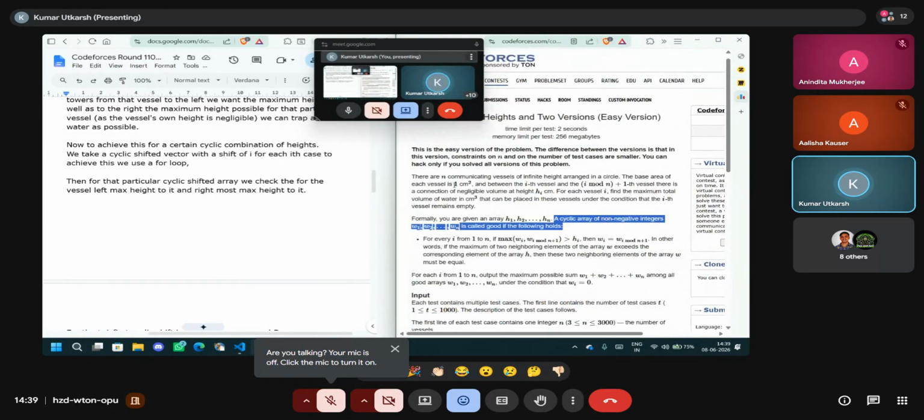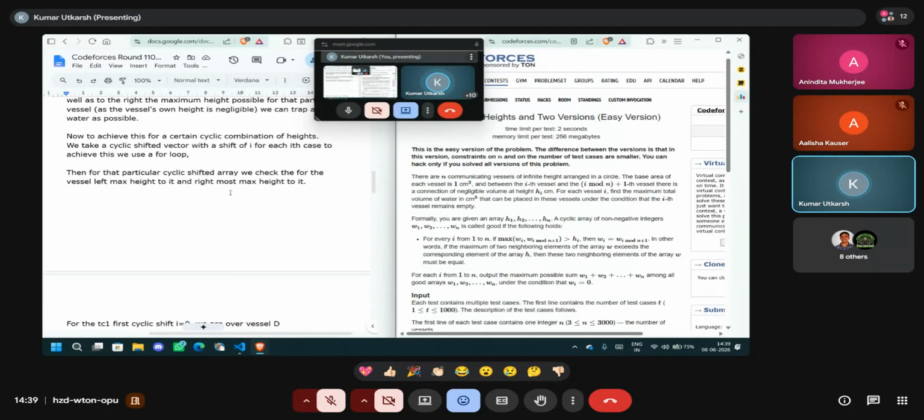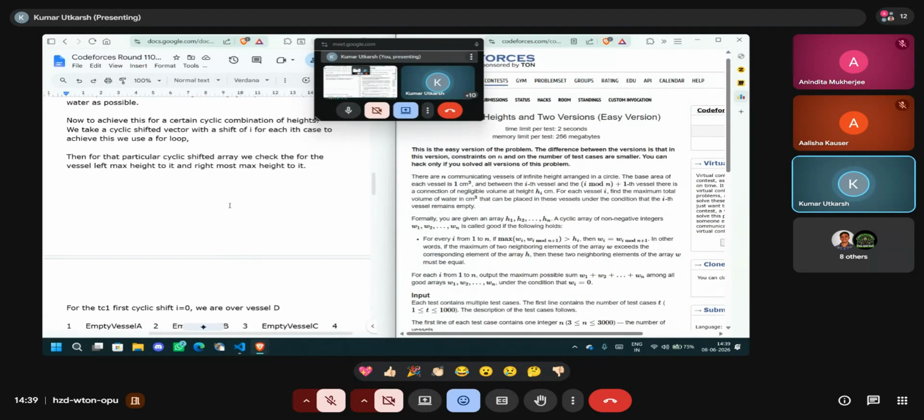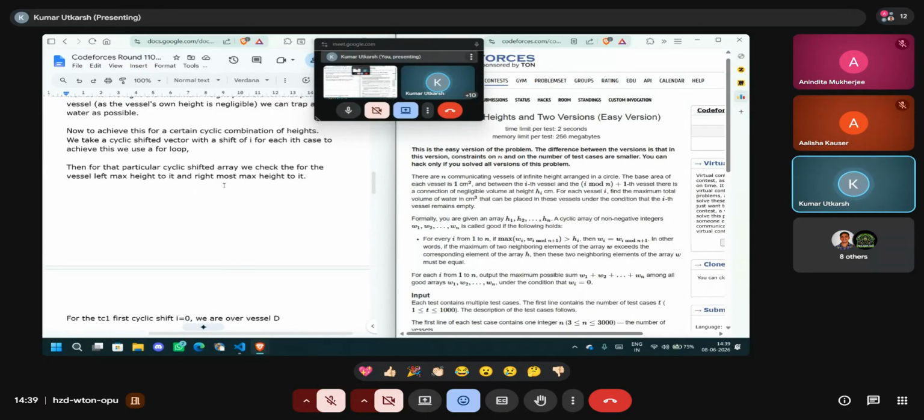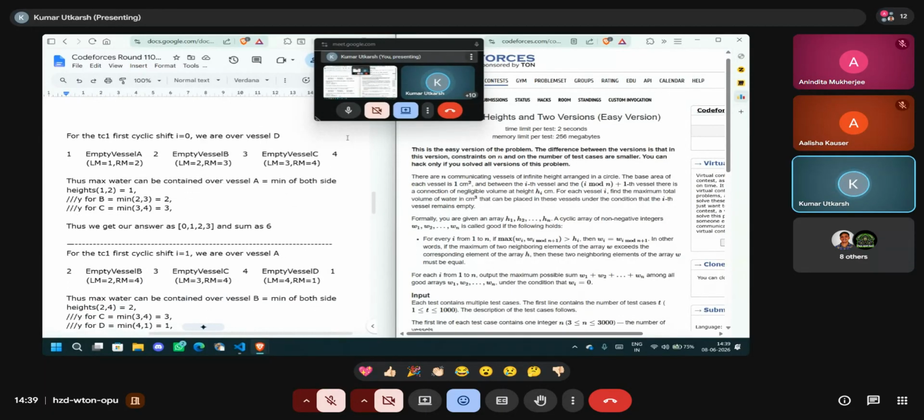The base is 1 centimeter square. Also, it's not a very big thing to see. So the base is 1 centimeter square, so the height is the net volume at the end. Okay. So we need to take the cyclic shifts for each. So we need a new array, meaning a new vector, for each cyclic shift.